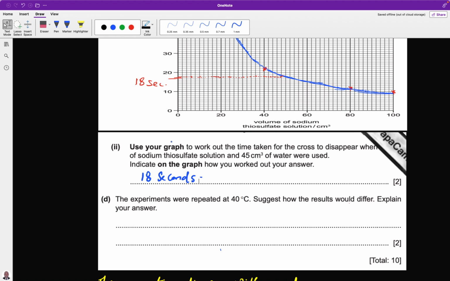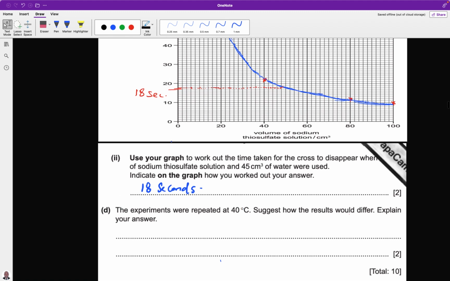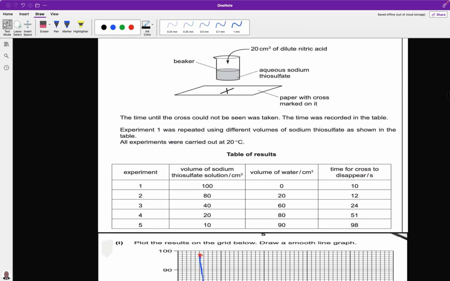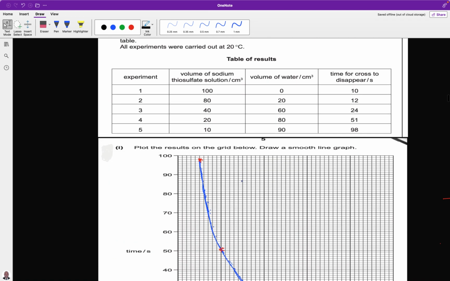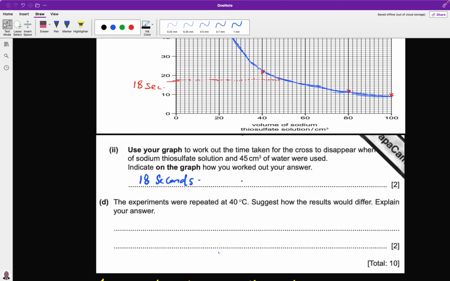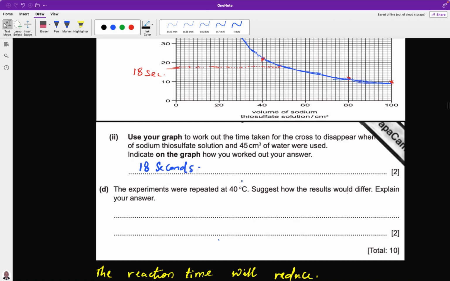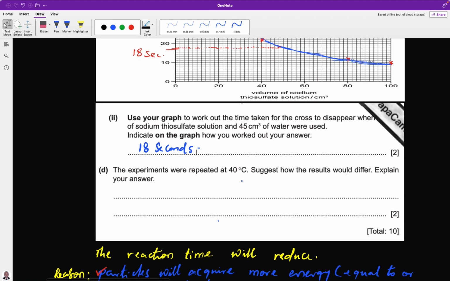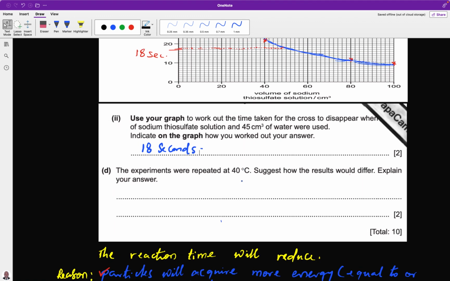Okay, the experiment was repeated at 40 degrees Celsius. Suggest how the result would differ if this experiment was repeated at a higher temperature, 40 degrees Celsius, instead of 20 degrees Celsius, because initially this was carried out at 20 degrees Celsius. Now the temperature has increased by 20 degrees Celsius, making a total of 40 degrees. Suggest the result and give an explanation. If you look at it at a higher temperature, what will happen? The time will reduce. The time for the reaction will reduce.